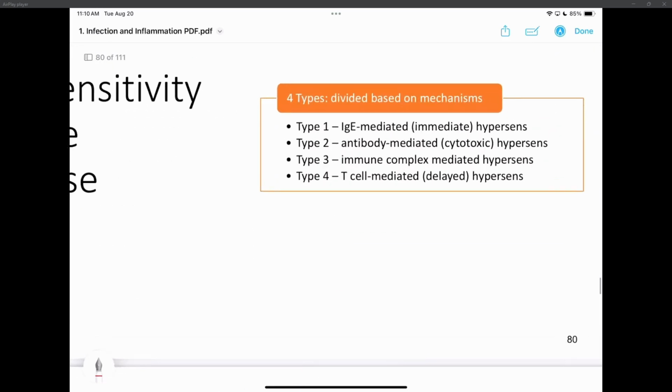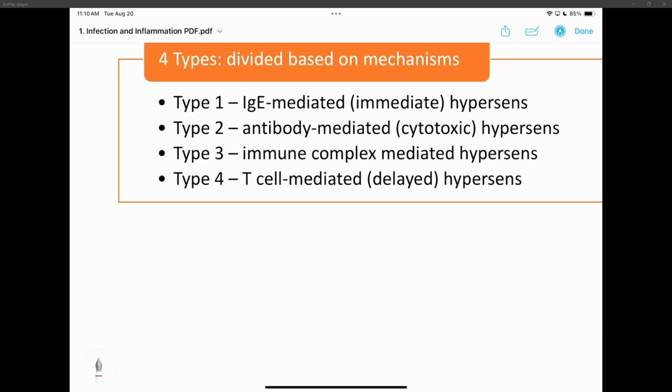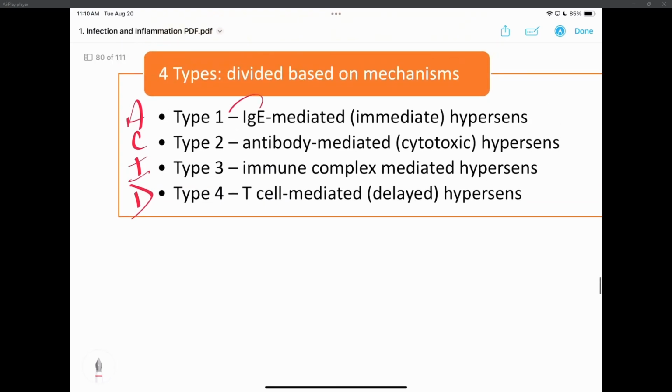There are 4 types, and we're going to go through all 4. And there's an easier way to remember these things. It's A, C, I, D. Remember acid. As we go through them, you'll see why I put acid there. So type 1 is IgE mediated. What is special about IgE? What I told you, whenever you see IgE going up, what does that mean they're probably having? Allergies. So IgE is for allergies, and that's why it's A. So think of allergies, and we'll go through the other ones in a minute.